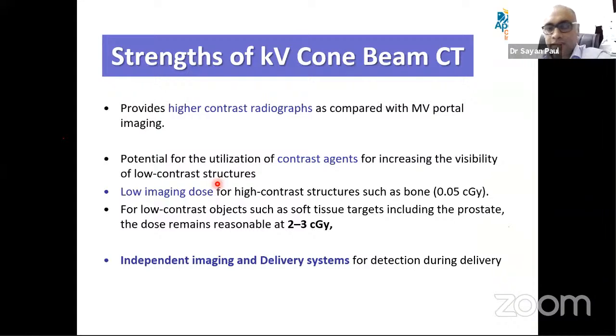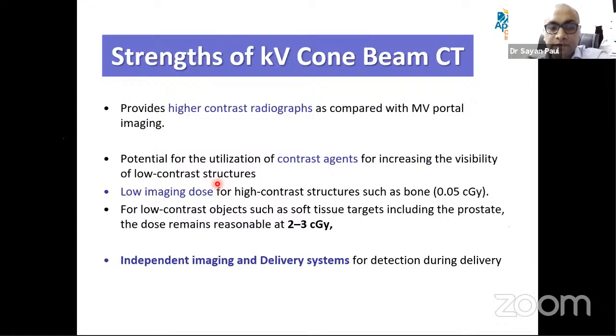There is a potential of using contrast agents also, but we don't use contrast agents because you can't use contrast agents every day. But if you feel that it is absolutely necessary, you can use it once or twice. The imaging dose is low. For bone, it is 0.05 centigray only. And for low contrast objects of tissue, it is 2 to 3 centigray.